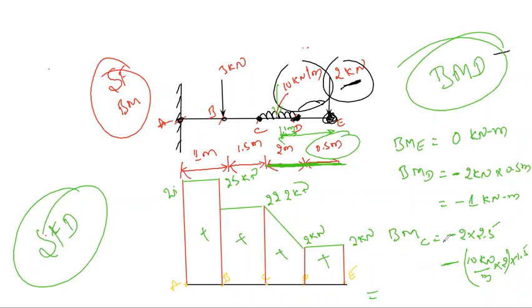Just I'll simplify it. Sir, at point E, at point D, sir. Yes. At point E it is 0. At point D, how much? 1 kilonewton, 1 kilonewton meter. Now at point C, sir.